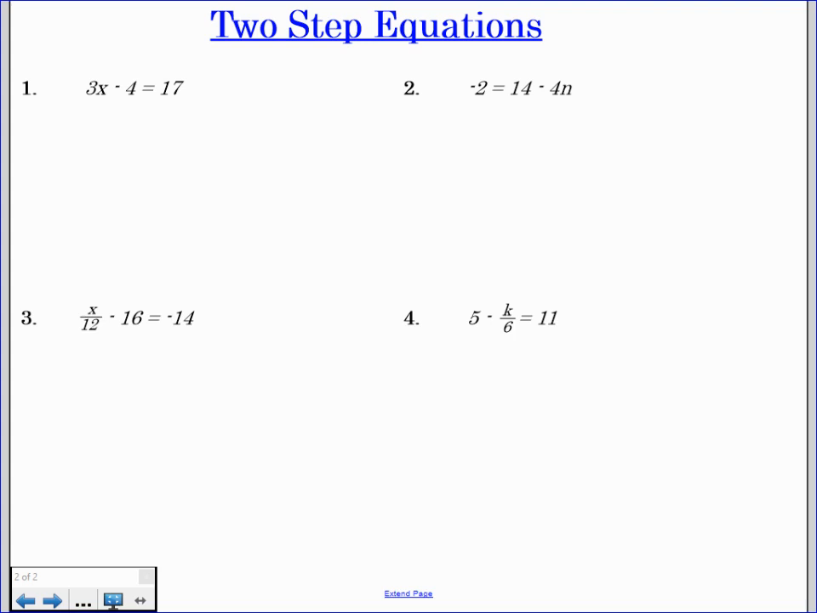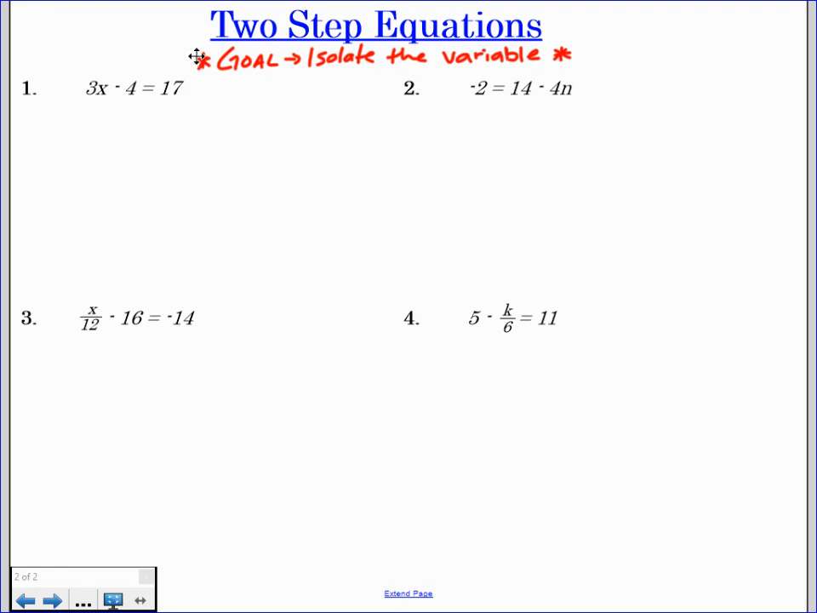We need to solve some two-step equations in this video. So remember, for every equation ever, the goal is to isolate the variable. Get the variable by itself. Undo everything that's being done to the variable and get the variable by itself.